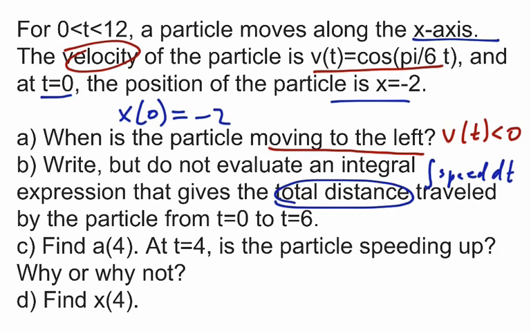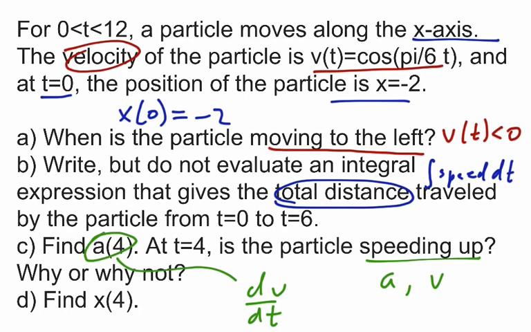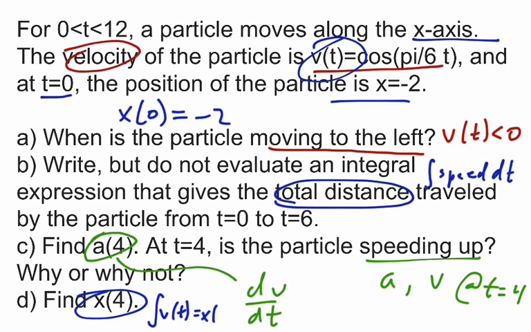And then for part C, we need to find two things. We need to find a of t, so we're probably going to take the derivative of velocity, dv/dt, and plug in 4. And then we have to find out whether or not the particle is speeding up or slowing down. So we're going to look at the signs of a and v at t equals 4 to see if they have the same sign or different signs. And then the last part is find x of 4. If we're finding x and we have v, we're going to integrate v of t to get x of t, and that's going to be our starting point for part D.